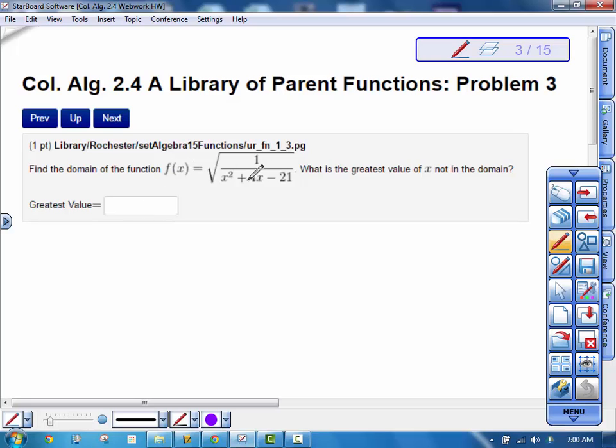All right, next problem is another domain question, which I know we've been doing these, but to be honest, I put this in for extra practice. So we're looking for the greatest value not in the domain. So we want to factor the bottom, and we get (x plus 7)(x minus 3). And we know that the quantity under the root has to be positive. It can be 0, but it's got to be positive. The bottom can't be 0, which we'll look at, but we can't have negatives under these square roots.